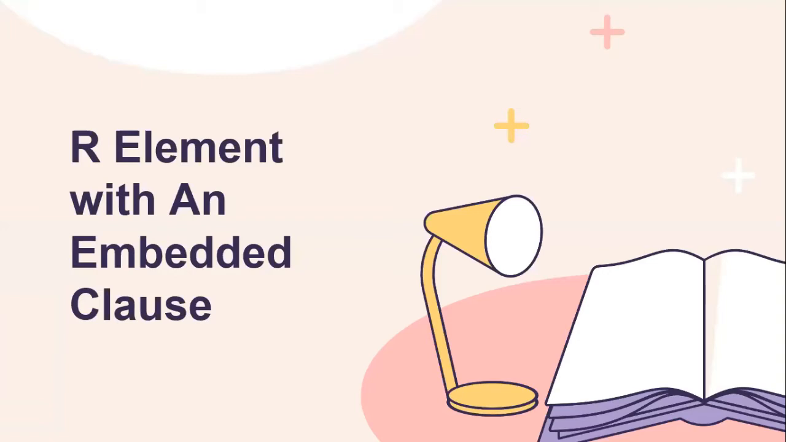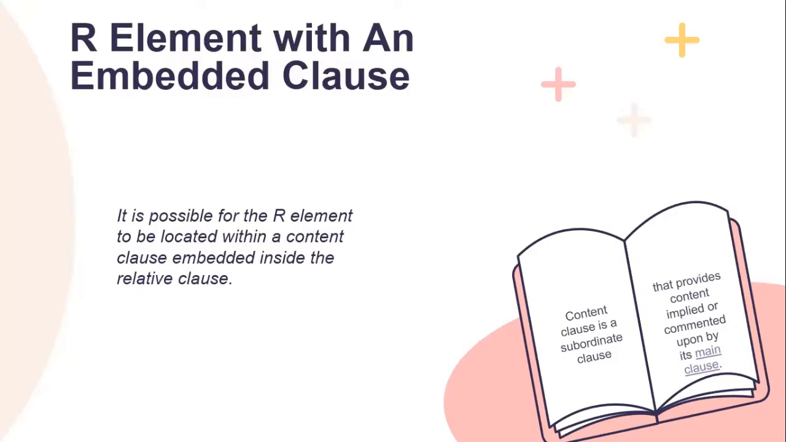Our element with an embedded clause. Next slide. So it is possible for the R element to be located within a content clause embedded inside the relative clause. Okay, so before we explain the R element, let's see the definition of content clause. A content clause is a subordinate clause that provides content implied or commented upon by its main clause.